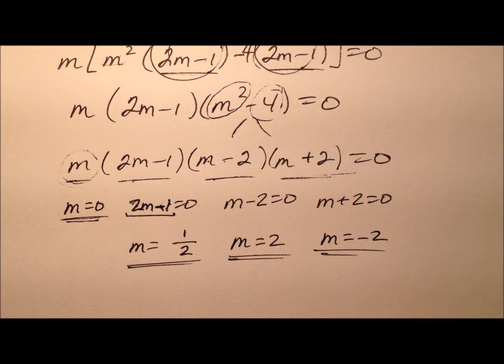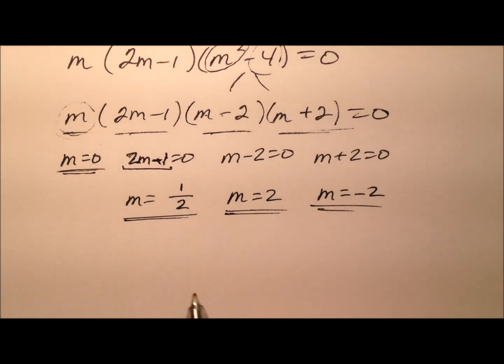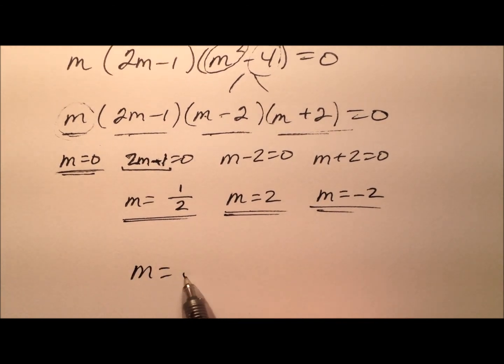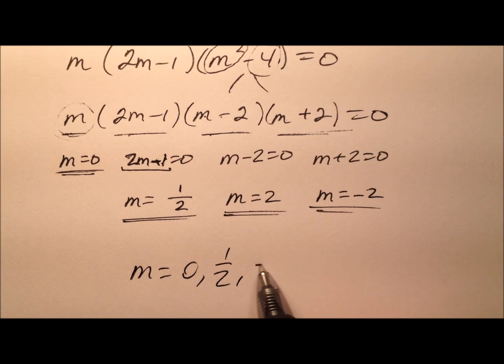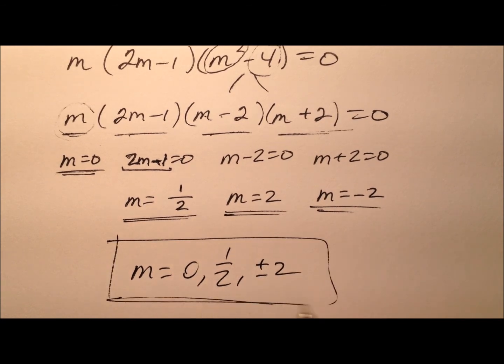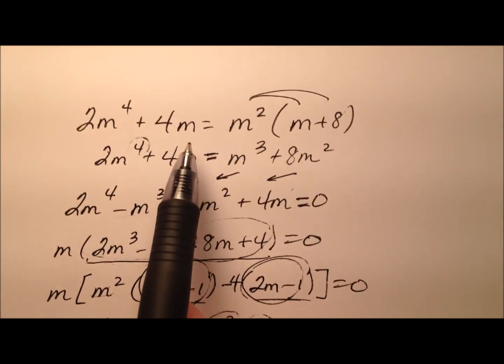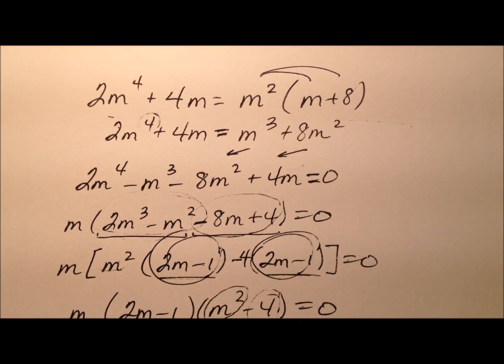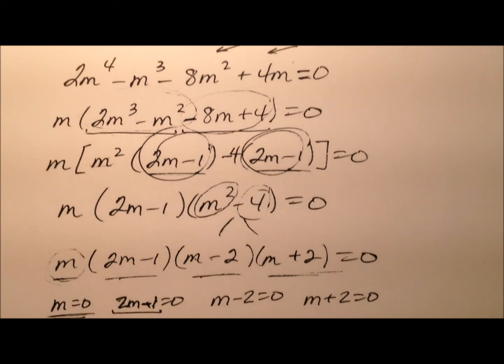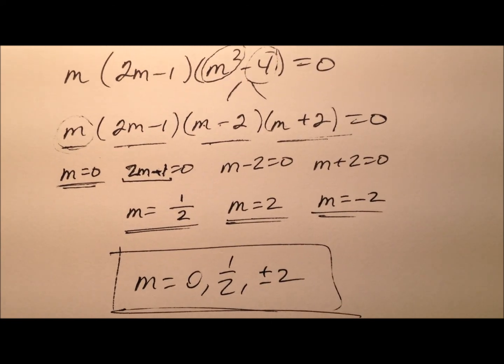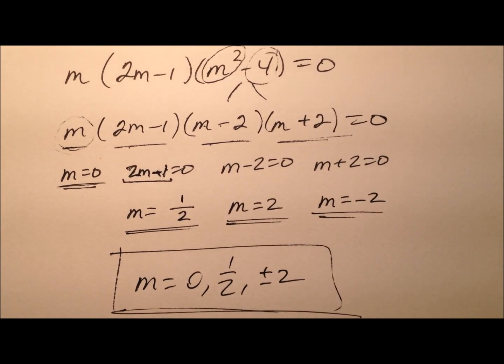So it looks like here we have all 4 of our answers. So I'll write it this way: m equals 0, or 1/2, or plus or minus 2. So here are the solutions then for this original equation, and we solved it by factoring. So that's just a general, brief introduction of how to solve these types of equations by factoring. And again, it's something you'll see in an Algebra 1 class, so this isn't going to get too crazy yet.